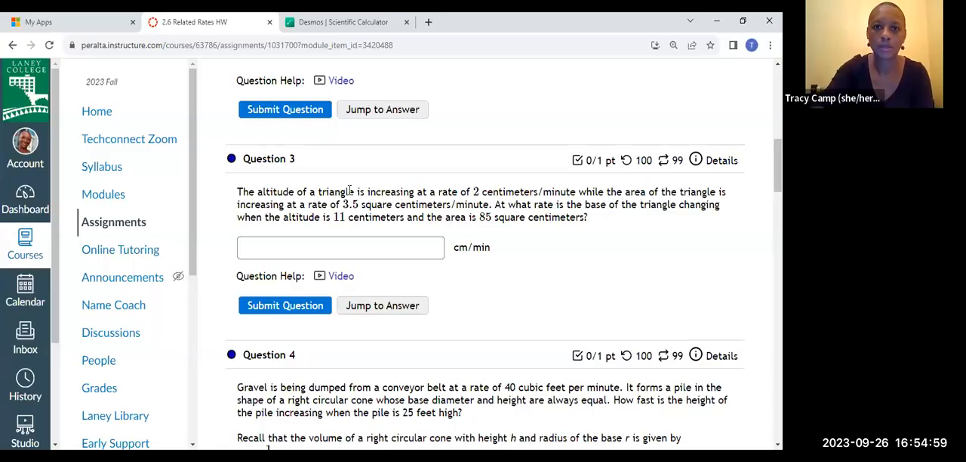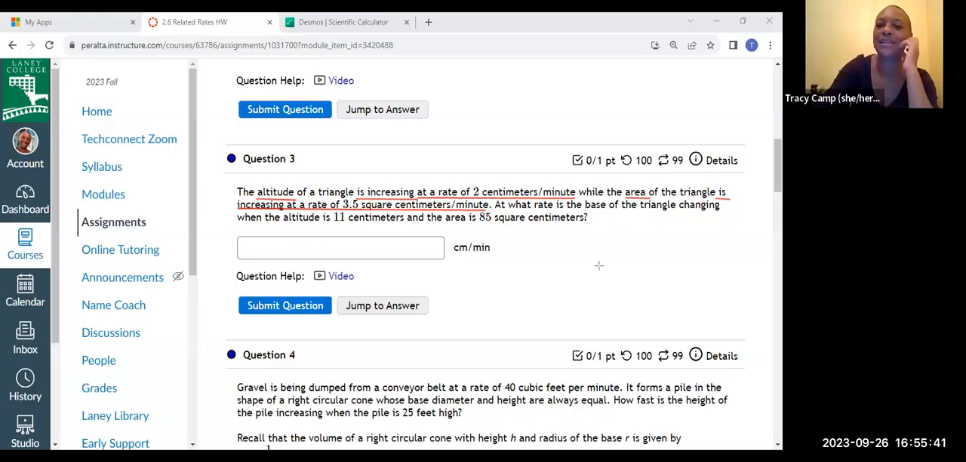Notice with the problem, it says the area, for example, is increasing at a rate of 3.5 square centimeters per what? Per minute. Notice also, it says the altitude of this triangle is increasing at a rate of 2 centimeters per what? Per minute.